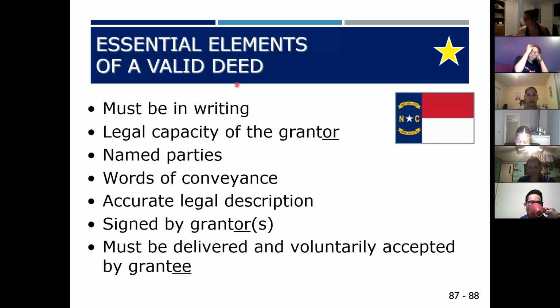Problem topic. Does the grantee sign the deed? No. Who signs the deed? The seller does, the grantor, the giver. The grantee has to voluntarily accept it. The buyer has to voluntarily take the deed.